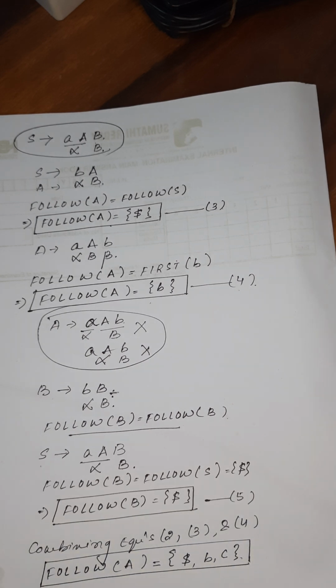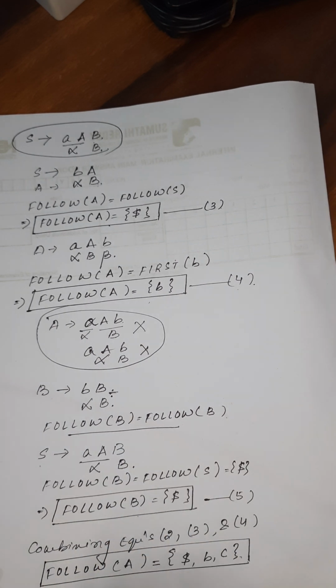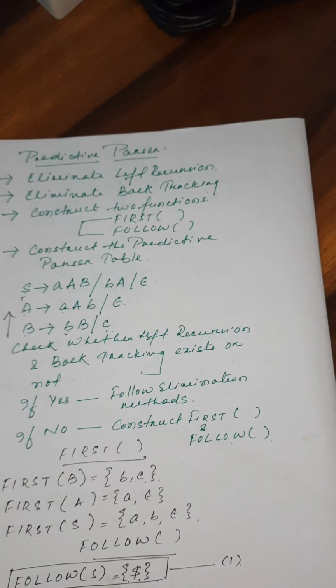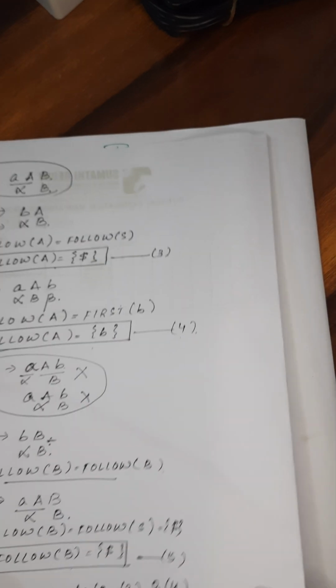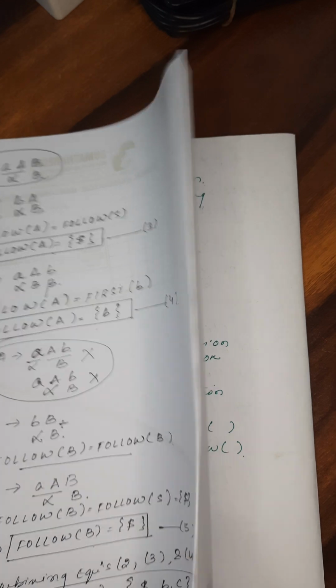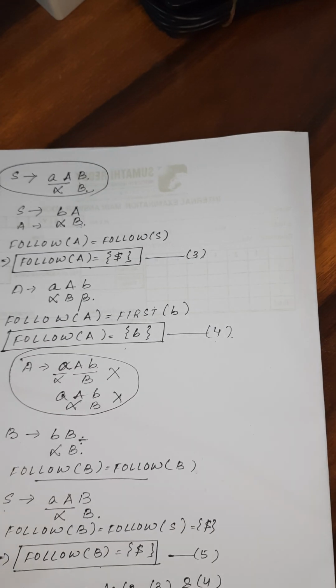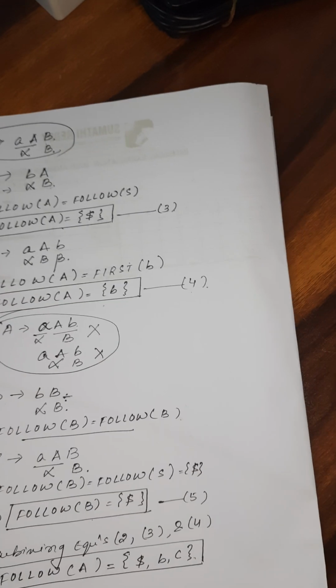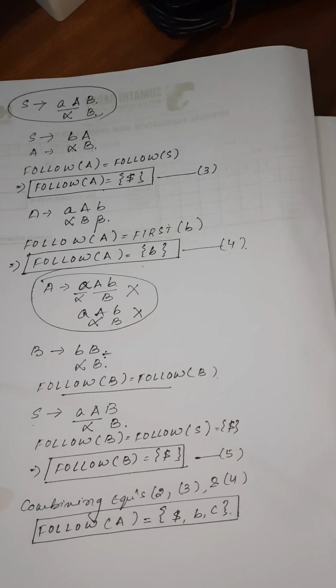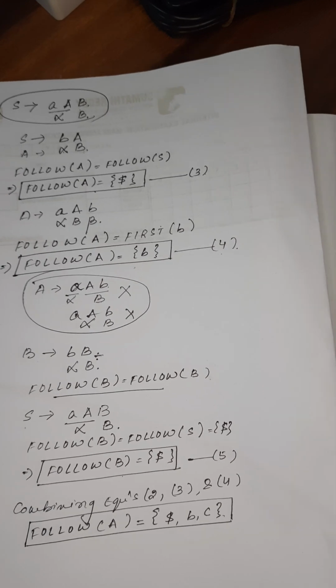Now, any further repetitions? No, follow of B is dollar. So, follow of S we got, follow of A we got and follow of B we got. So all the non-terminals we have got the follow. Now, what comes next? Next comes to construct the parse table.